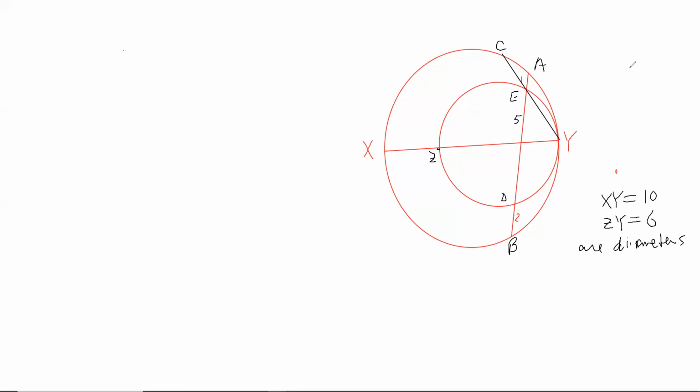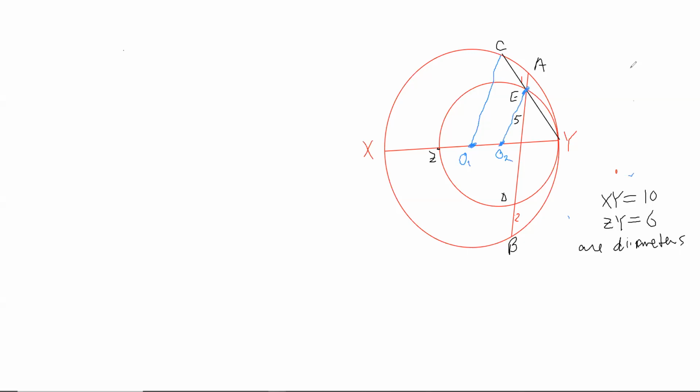So they gave us this diagram and we want to find CY. The first thing we should note is that since they give us the diameters, the radius of circle XY is going to be 5, and the radius of circle ZY is going to be 3. So what I did is put the center of circle XY and call it O1, and I drew the radius from O1 to C. Then I picked another point called O2, the center of ZY, and I drew a radius from there to E.